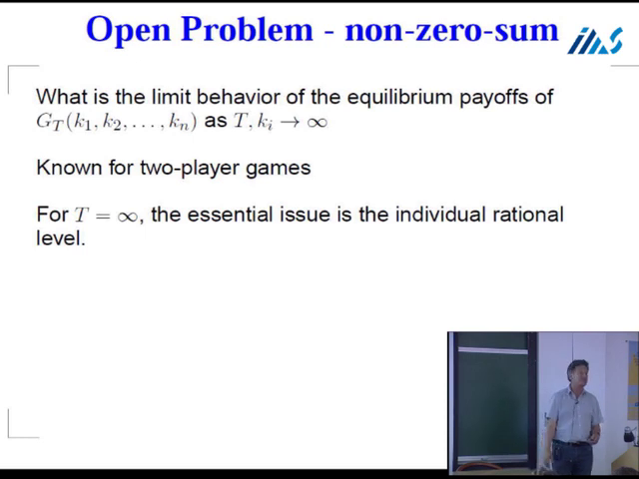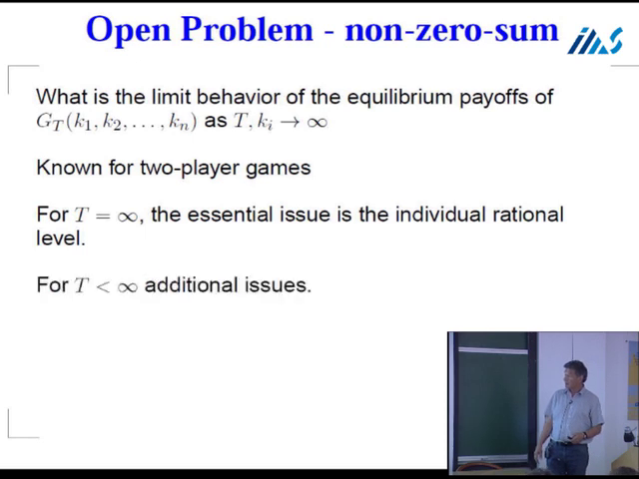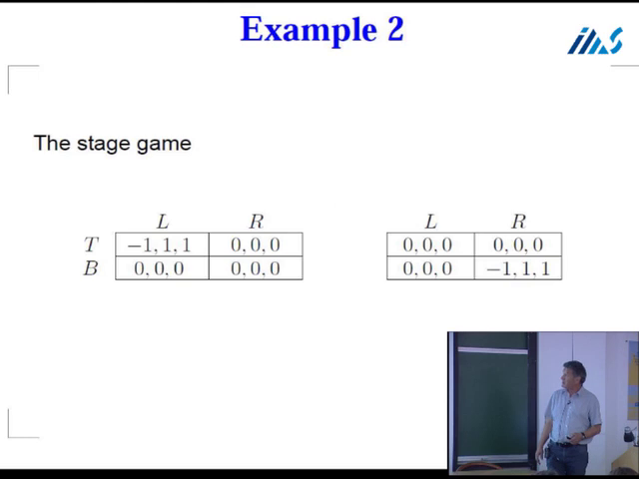So in the general case, when it's more than two players, then for the case T equals infinity, the essential issue is the individual rational level. And for T less than infinity, if there are more than two players, in two players it's completely solved. There are additional issues that if some of you have started to study this case or are familiar with that and have questions, I'll answer in the questions.